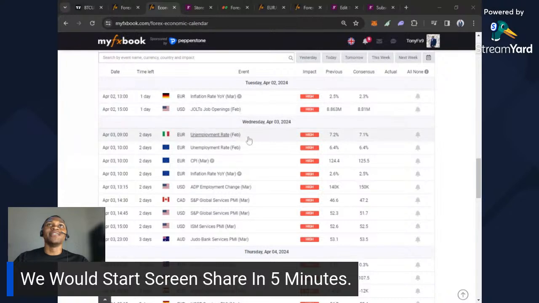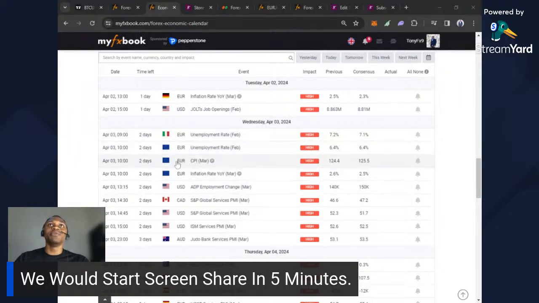On Wednesday, we have unemployment rate for Italy. This is a figure that we need to watch out for. If you see a figure lower than 7.1, it is good for Europe, but a figure higher than 7.1 is bad for Europe. The same with Europe Central. If you see a figure lower than 6.4, it is good for Europe, but a figure higher than 6.4 is bad for Europe.